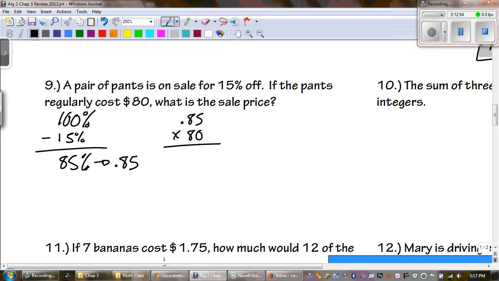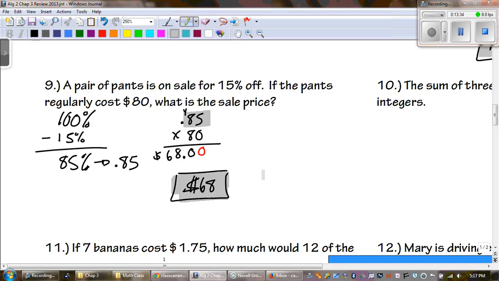Now I put the 80 on the bottom because when you multiply that 0, it's just 0 for everything. And now I can just start multiplying the 8. 8 times 5 is 40. Carry the 4. 8 times 8 is 64. Plus 4 is 68. I have 2 numbers behind the decimal, so I want to make sure there are 2 numbers behind the decimal. And remember, we're talking about money, so you would end up paying $68 for the pants. Always make sure that you label your answer.